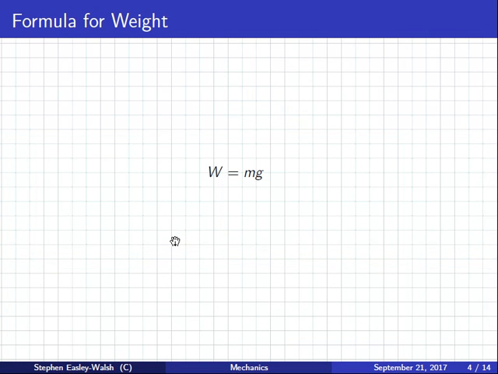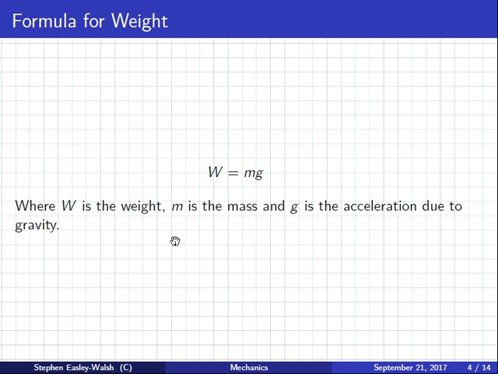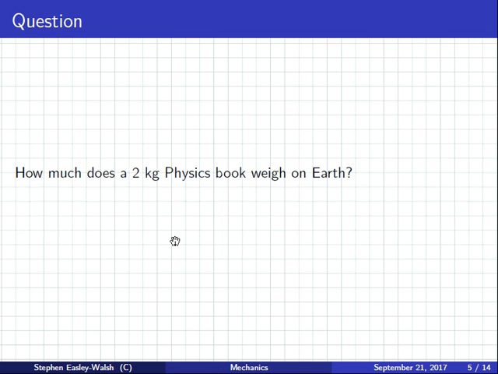Okay. So we have weight equals mg, where W is the weight, m is the mass, and g is the acceleration due to gravity, the usual. Okay, so here's a simple one for you all to do. It should only take you a few seconds. What is the weight of a 2 kg mass here? 19.62 newtons. Easy peasy.